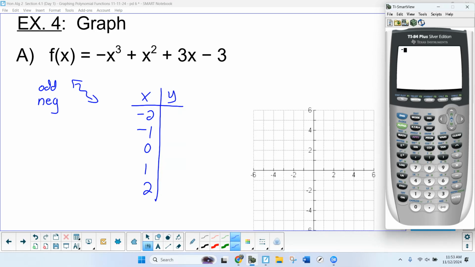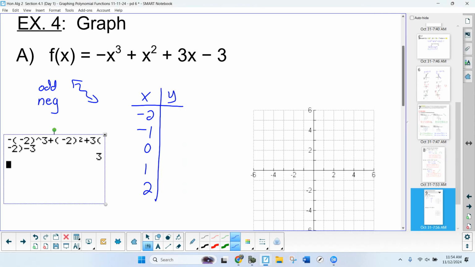I'm going to do negative 2 to the third. Plus, make sure you have your negative 2 in parentheses. Negative 2 to the third plus negative 2 squared plus 3 times negative 2 minus 3. And when you do, what do you guys get for an answer on this one? Did you guys get 3?